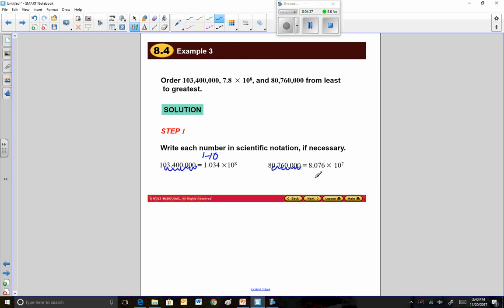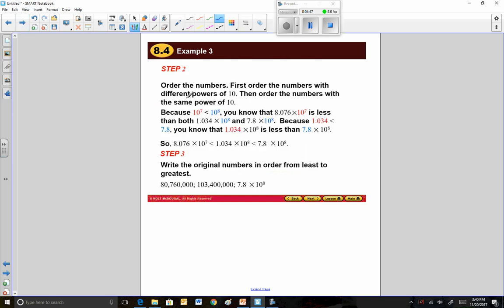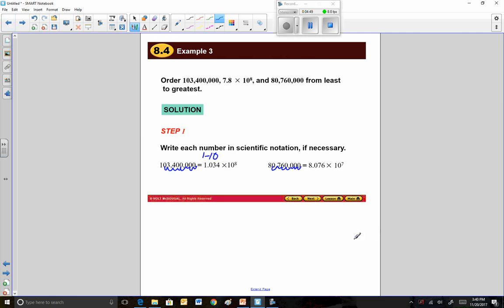All right, so now we have those 2 in scientific notation, and the 7.8 times 10 to the 8th was already in scientific notation. Now that they're all in scientific notation, we can compare. Let's go back here. We have 10 to the 8th, 10 to the 7th, and this answer up here, oops, that doesn't look so good. Let me grab an eraser.